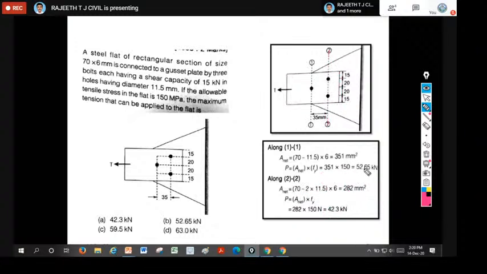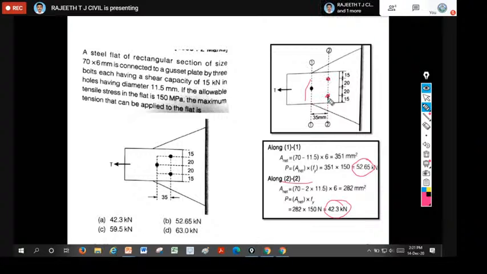Out of these, whichever is least is your answer. Out of 52.65 at section 1-1 and 42.3 at section 2-2, section 2 is the critical section. Why? Because in the gross area we have deducted 2 diameters of the bolt holes.